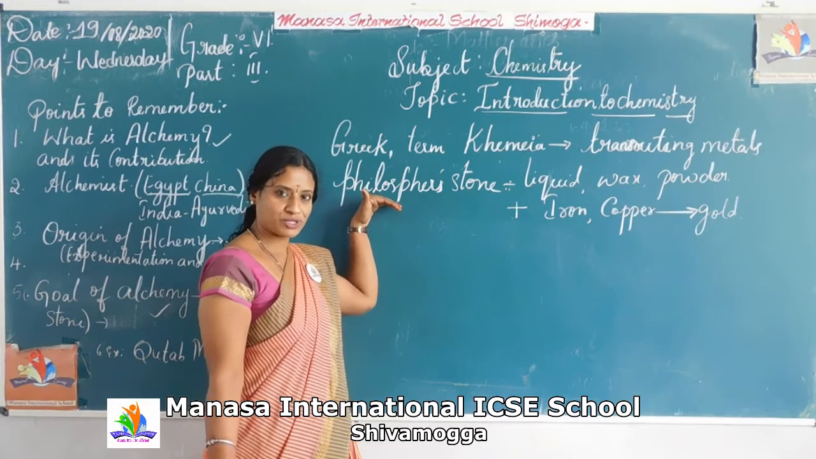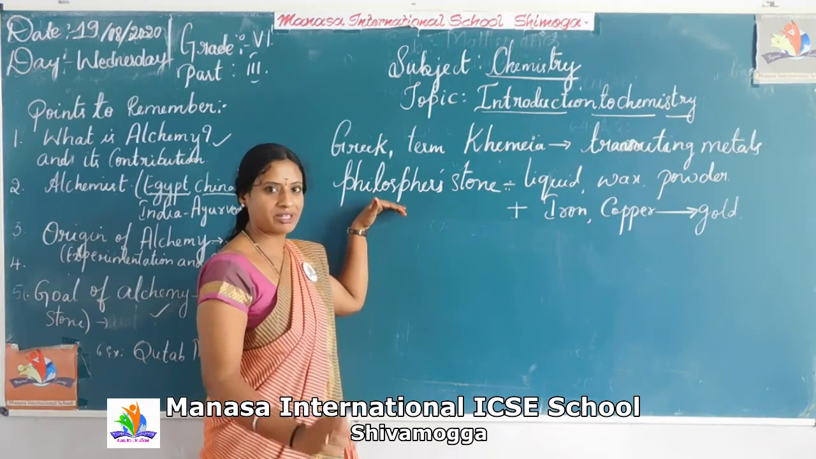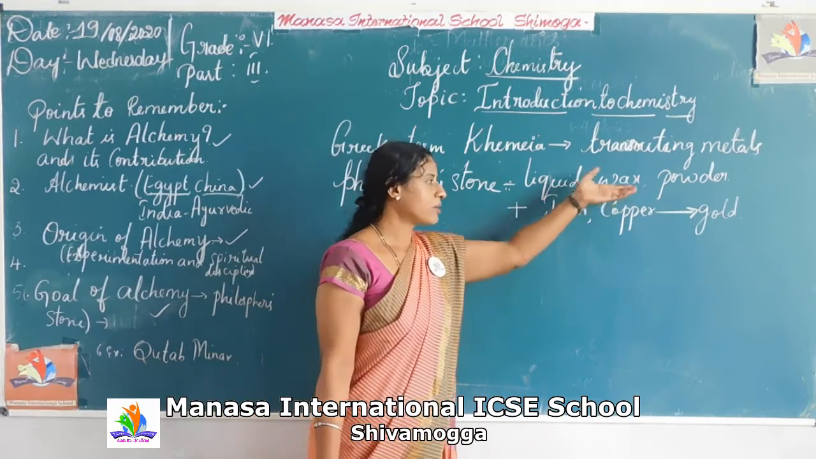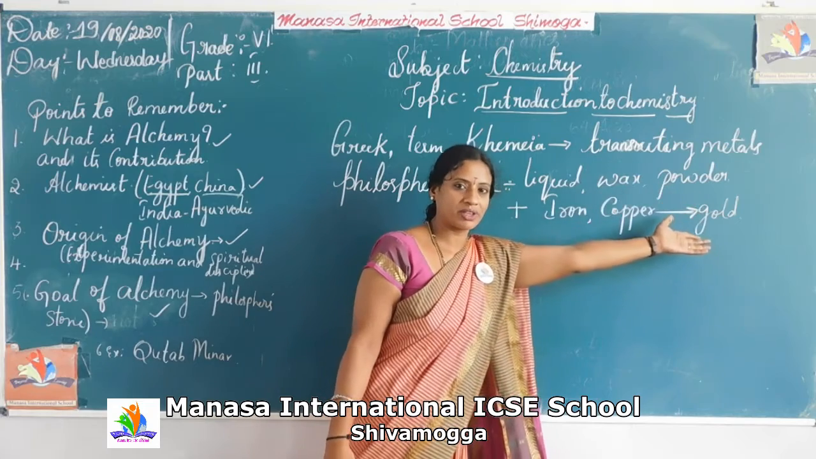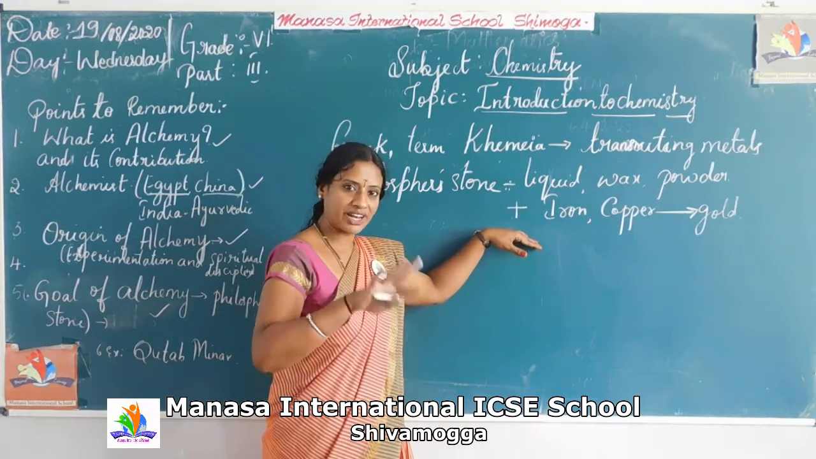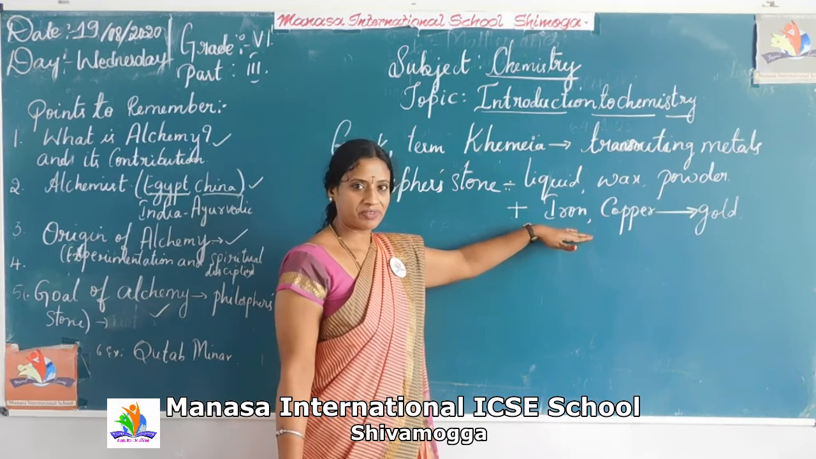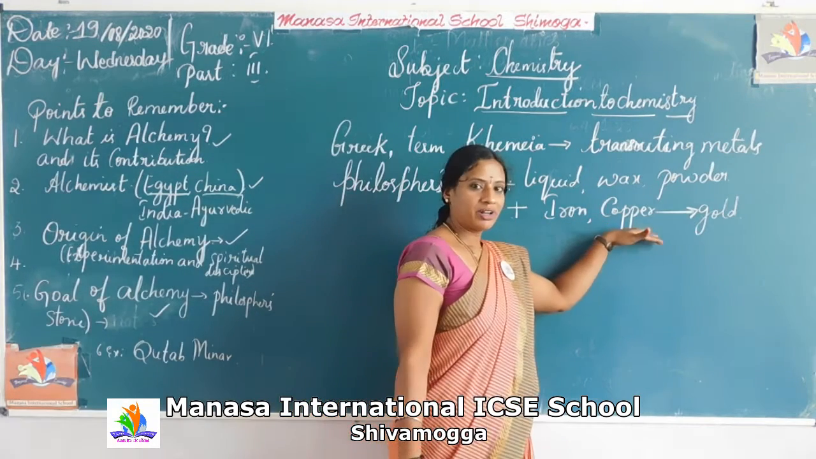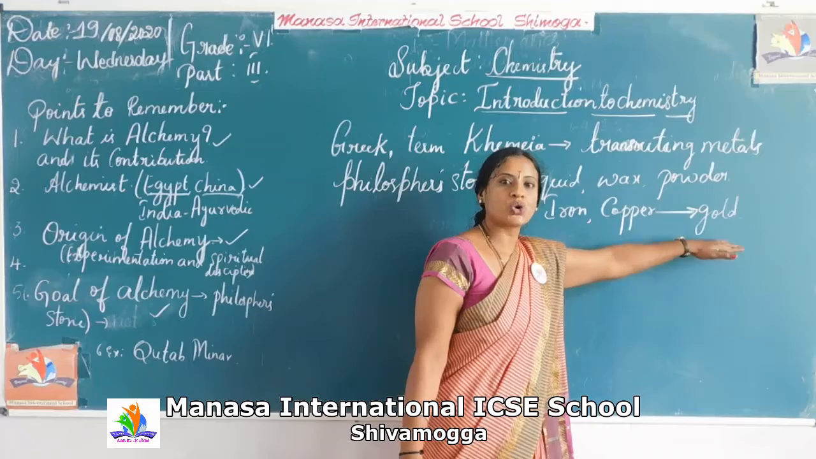They call it the philosopher's stone or the magical stone, which is available in nature. It may be in liquid form. It may be a wax, it may be a powder. But their criteria is, whenever they get the composition, they mix it with iron, which is an abundant material. Okay? Iron. And also copper, they need to extract this gold.